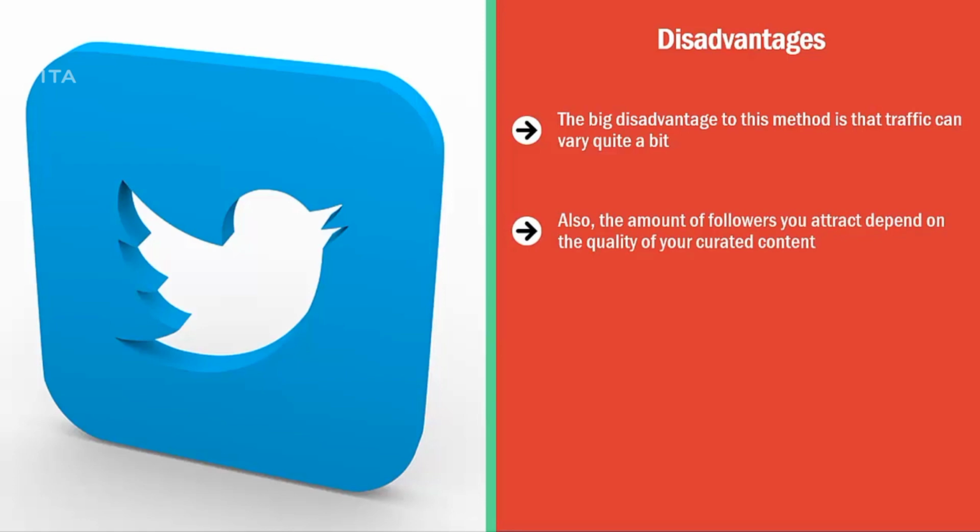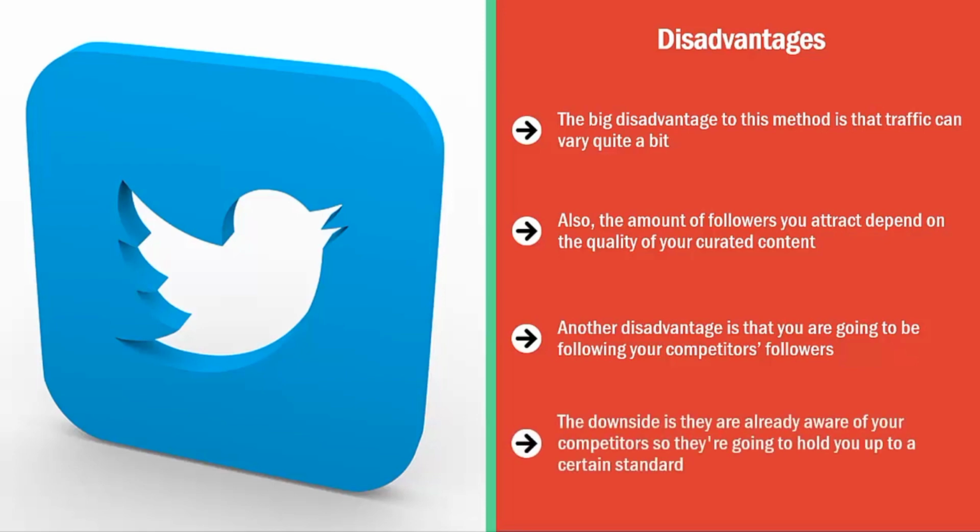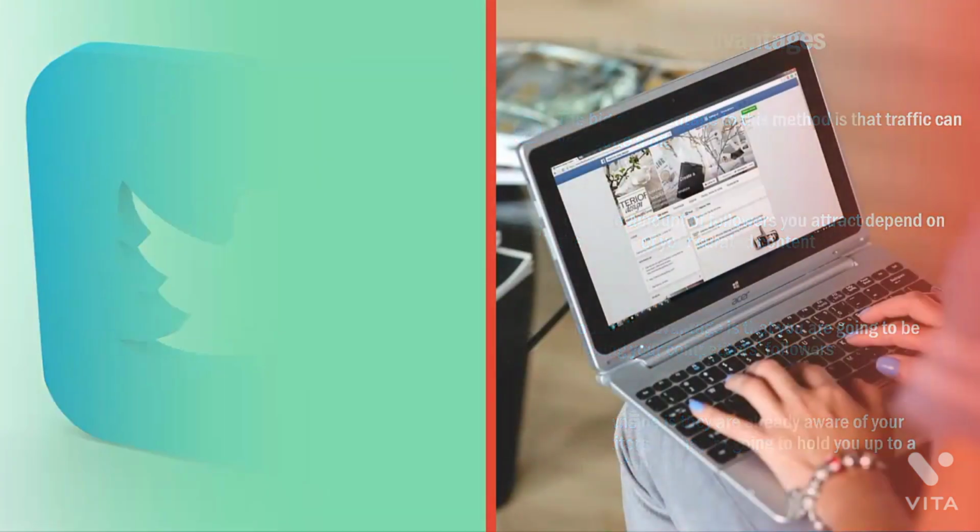If you're sloppy with this type of content, you're not going to get too many followers. Another disadvantage is that you are going to be following your competitors' followers. In other words, you're not going to be targeting people who are complete virgins to your niche. This is a good thing because these people are already interested in your niche. The downside is they are already aware of your competitors, so they're going to hold you up to a certain standard. You must meet that standard, otherwise you're not going to convert.